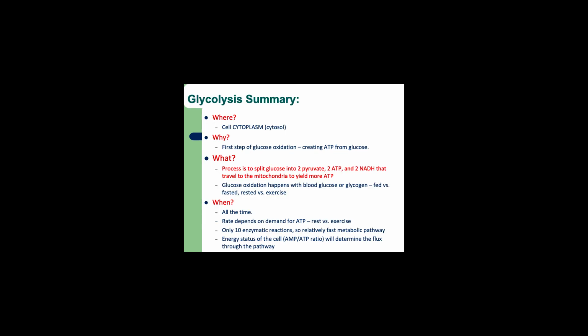So to summarize glycolysis, first of all, we need to remember where it happens. And it happens in the cell cytoplasm, or the cytosol, all the time. Hundreds of thousands of times every second, to ensure that we have enough ATP to sustain all the mechanisms that are happening in the cell. Why does it happen? Well, it is the first step of glucose oxidation. So we're creating ATP from glucose. What is involved? Well, it's a process that splits glucose into 2 pyruvate, 2 ATP, and 2 NADH.